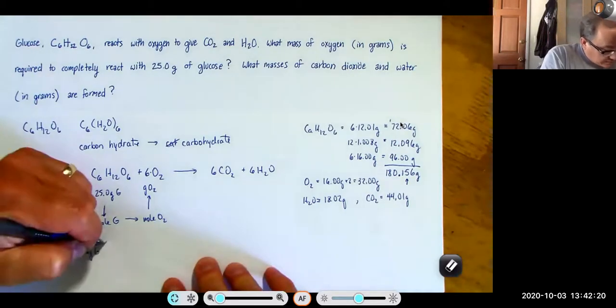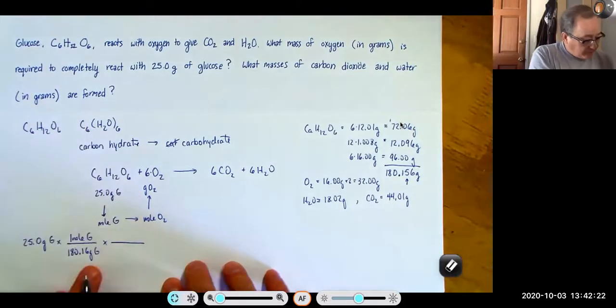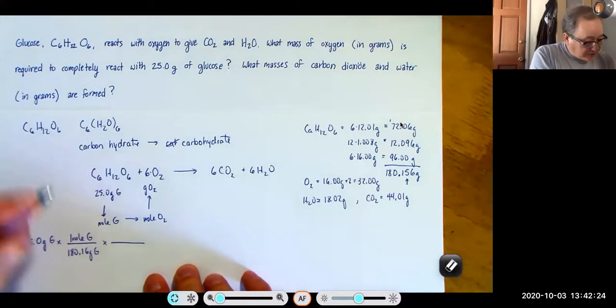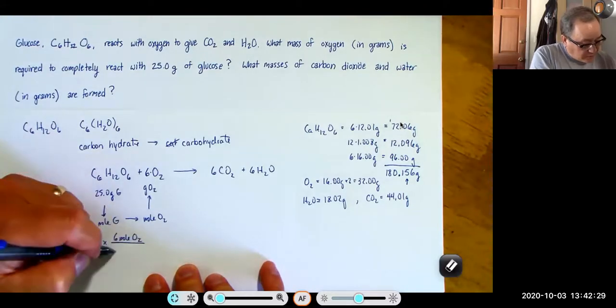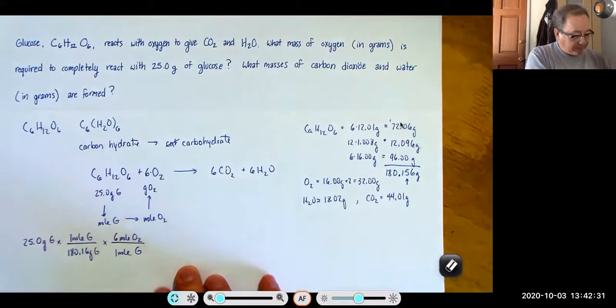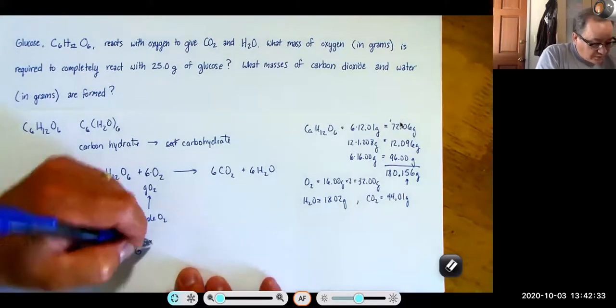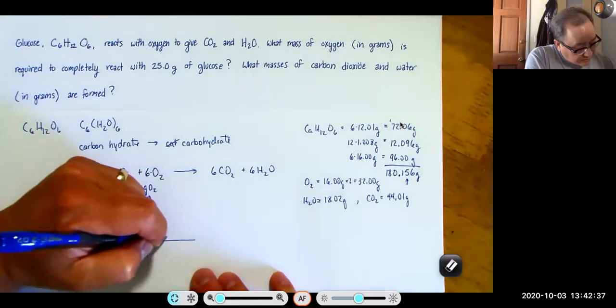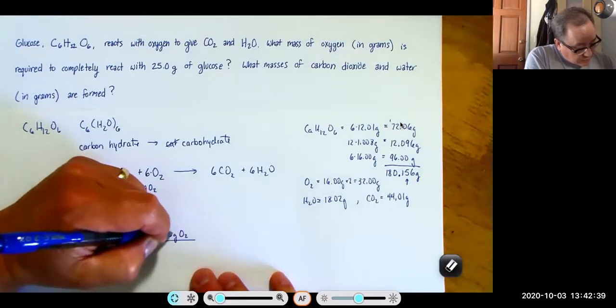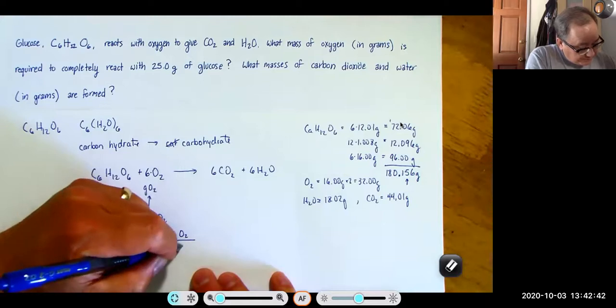And then here, I want to use the balanced reaction. So we're talking about oxygen. There are 6 moles of O2 to 1 mole of glucose. And lastly, we want to use the molar mass of oxygen. And there's 32.0 grams of O2 per 1 mole of O2.